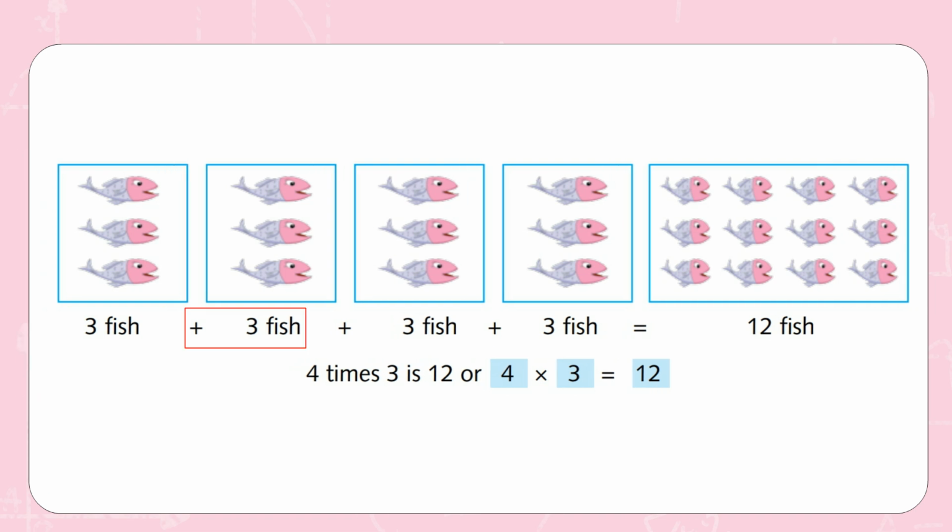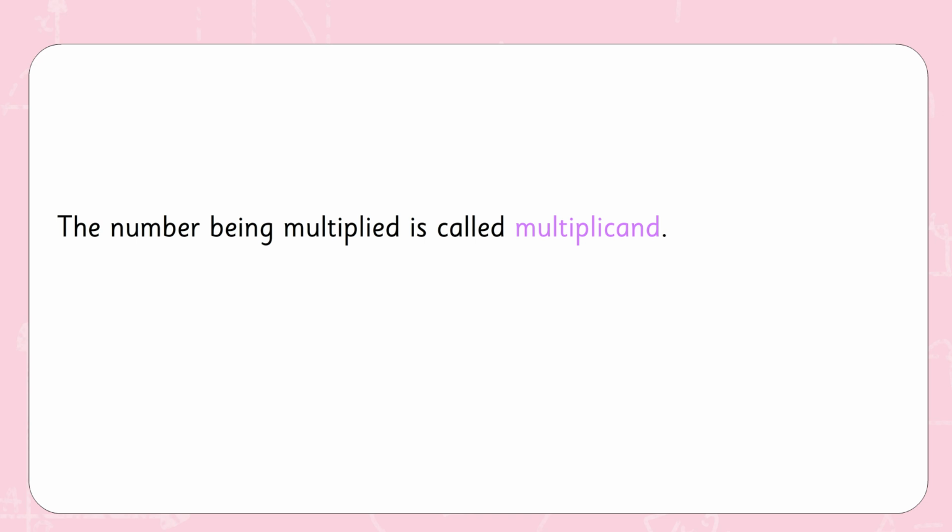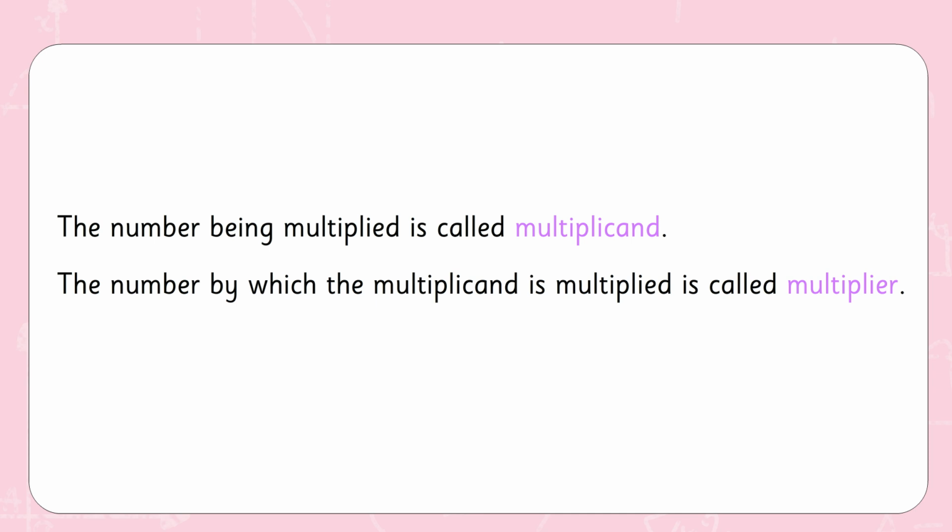3 fish plus 3 fish plus 3 fish plus 3 fish is equal to 12 fish. 4 times 3 is 12, or 4 into 3 is equal to 12. The number being multiplied is called the multiplicand. The number by which the multiplicand is multiplied is called the multiplier. The answer is called the product.